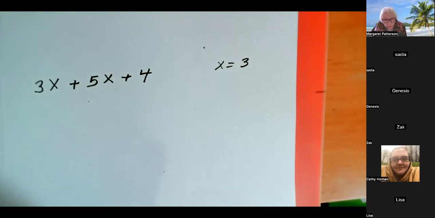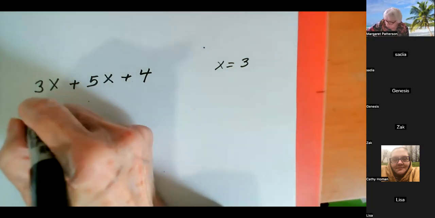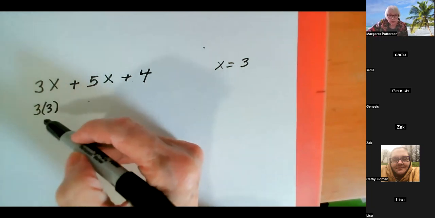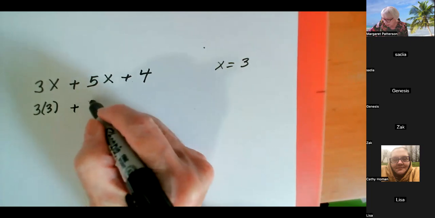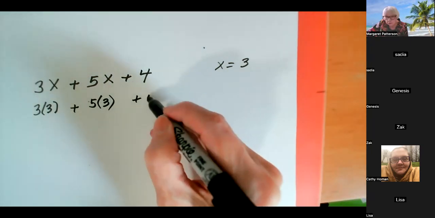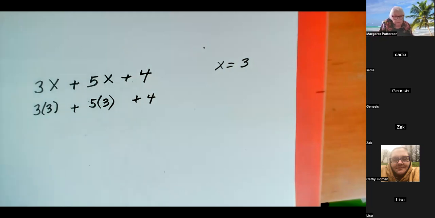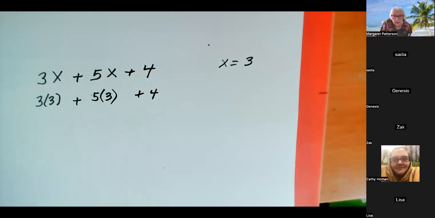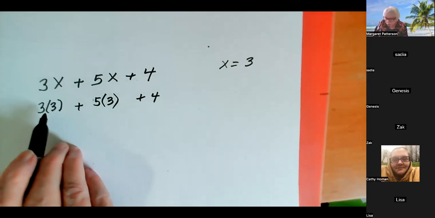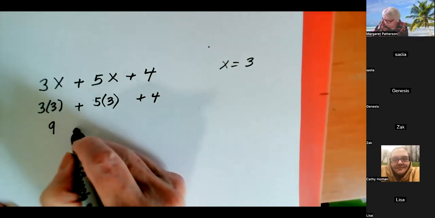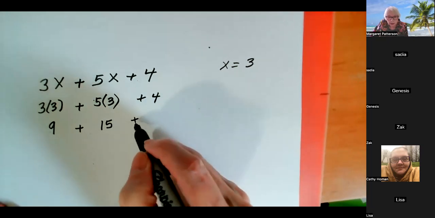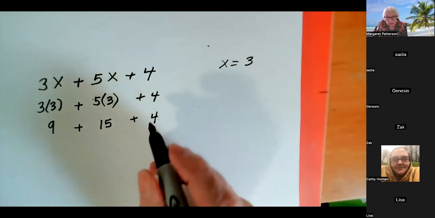And so one thing we could do is multiply 3 times 3. Notice the parentheses. I won't stop doing that. 5 parentheses 3 plus 4. Okay? So you want to do the multiplication first. So 3 times 3 is 9. 5 times 3 is 15. And then the plus 4.